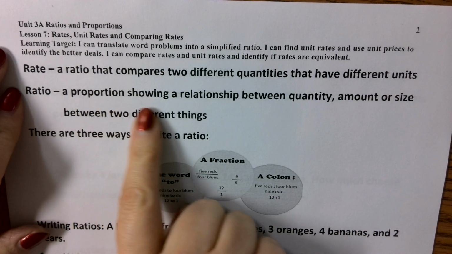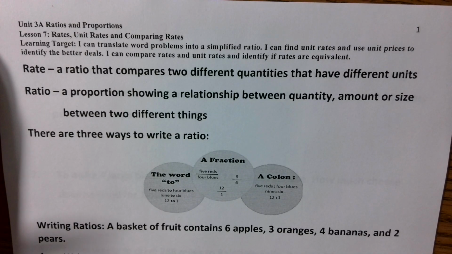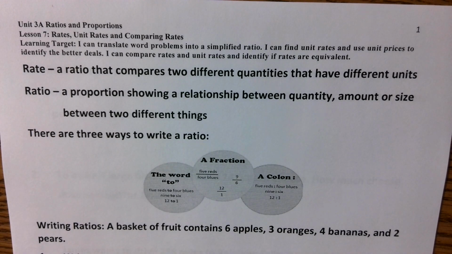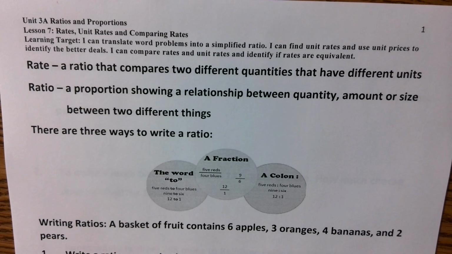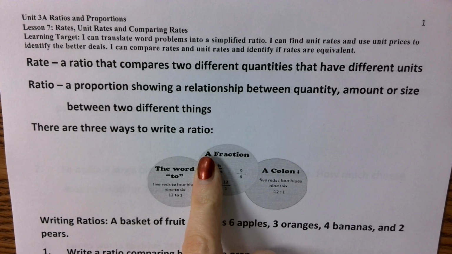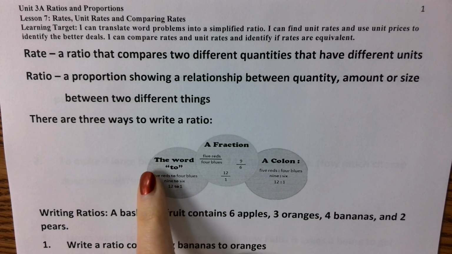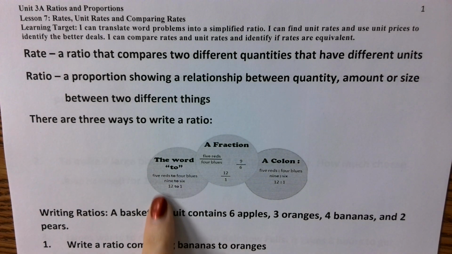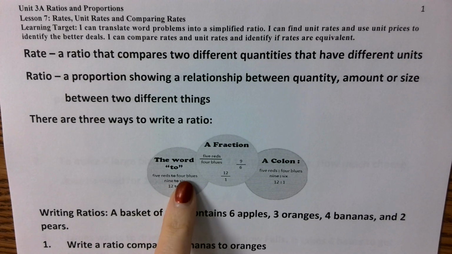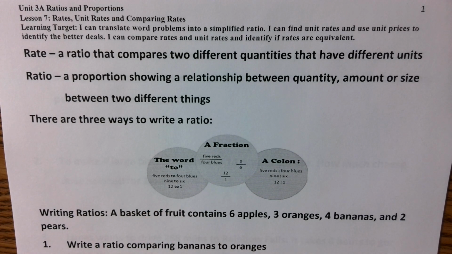So a ratio is a proportion showing a relationship between a quantity based off of the amount or the size of two different things. Okay, so we have 3 ways that we can write a ratio. We can write it using words. So we can say the word to. So we have 5 reds to 4 blues, or we have 9 to 6, or we have 12 to 1. Those are all using the word to in between your comparison.